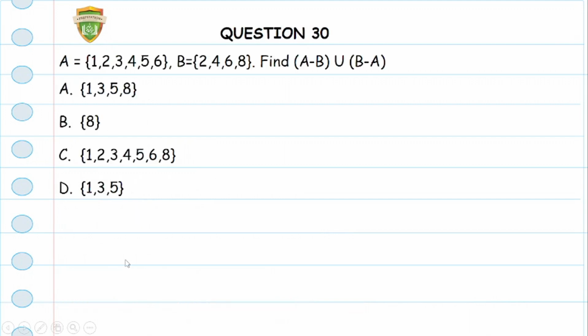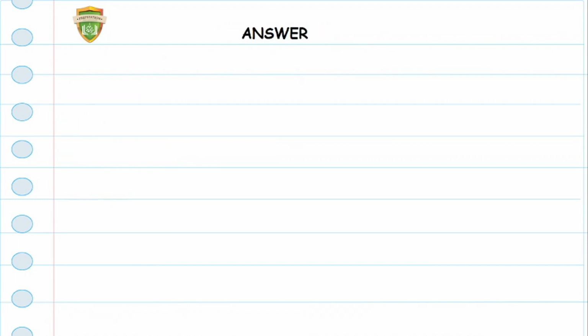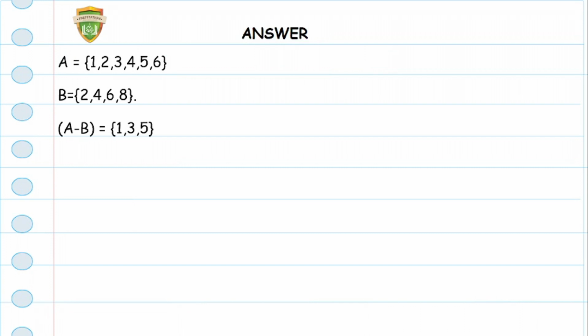And then question 30, we are given two sets A and B, and we're told to find A minus B and A minus B union B minus A. Now, when we're finding A minus B, it simply means you remove everything that is in B and is also in A, right? And then what is left of it? So we can see that the set B has the numbers 2, 4, 6, 8, right? Now the numbers 2, 4, 6 are also in A. So we are done removing that. The set that is left is 1, 3, 5.